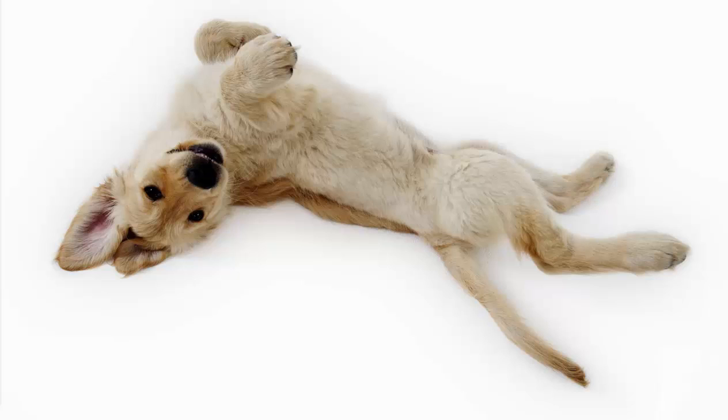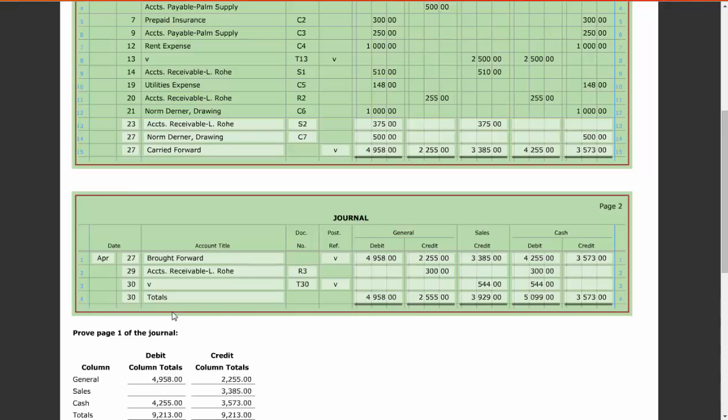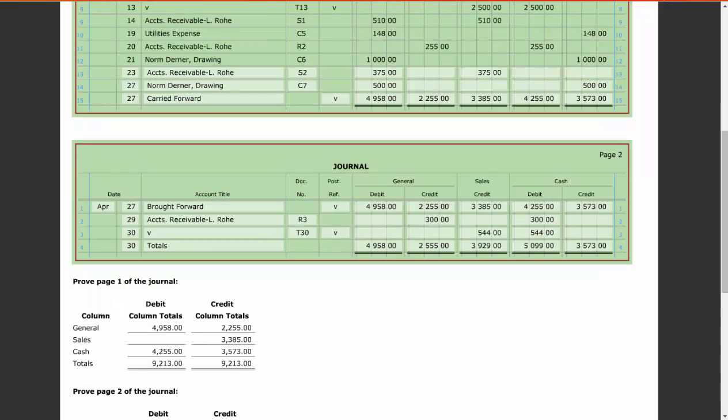And the reason page 2 is easier to add is because there's less numbers there. But let me tell you, one of the most common mistakes that I see happen on page 2. Page 2 doesn't equal because when I would take my numbers from the bottom of page 1 and put it here, I might write the wrong number in. Okay? So what does that mean?